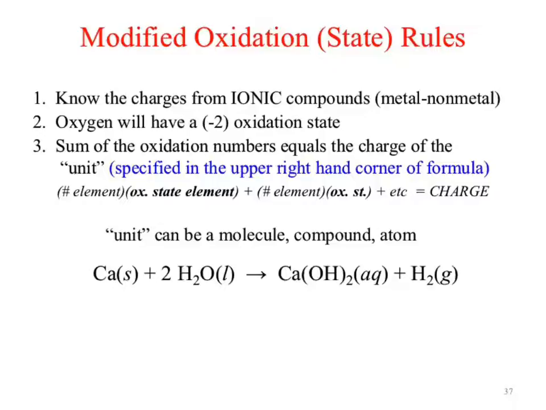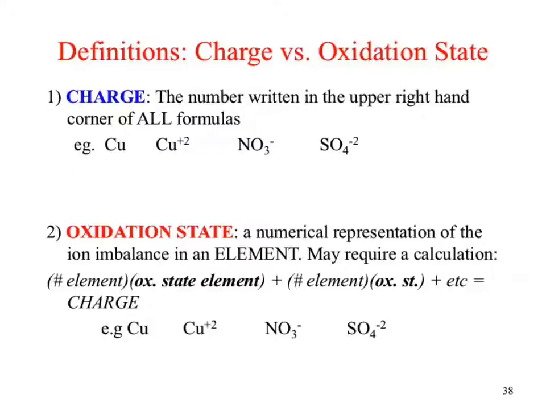So your unit can be a molecule, it can be a compound, it can be an atom, it can be a variety of different things. The oxidation state will always apply to a single atom, and it must always be calculated. Which gets us to our examples. If we were looking for the charge for copper in that first one, that charge is always given to you. What is the charge on that copper? It is 0. There's nothing written in the upper right-hand corner, so 0. The oxidation state for that same element must be solved for.